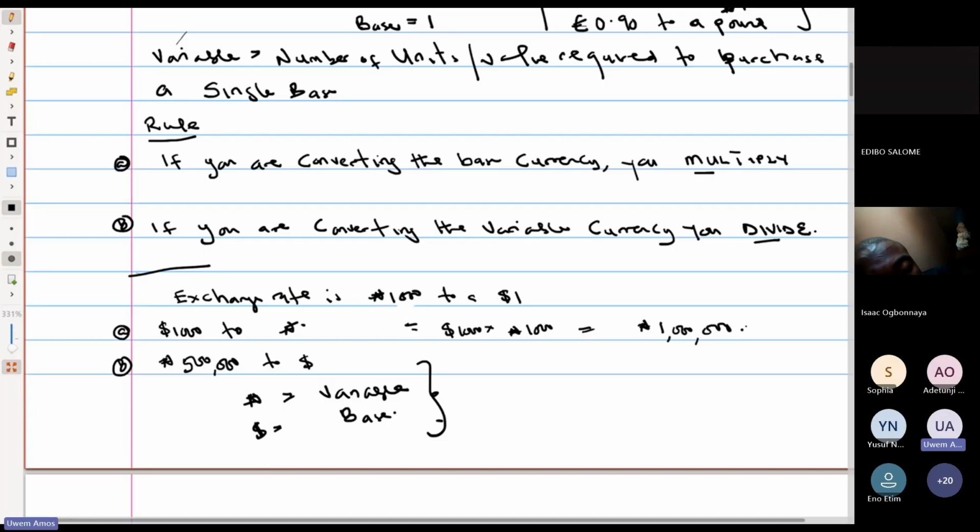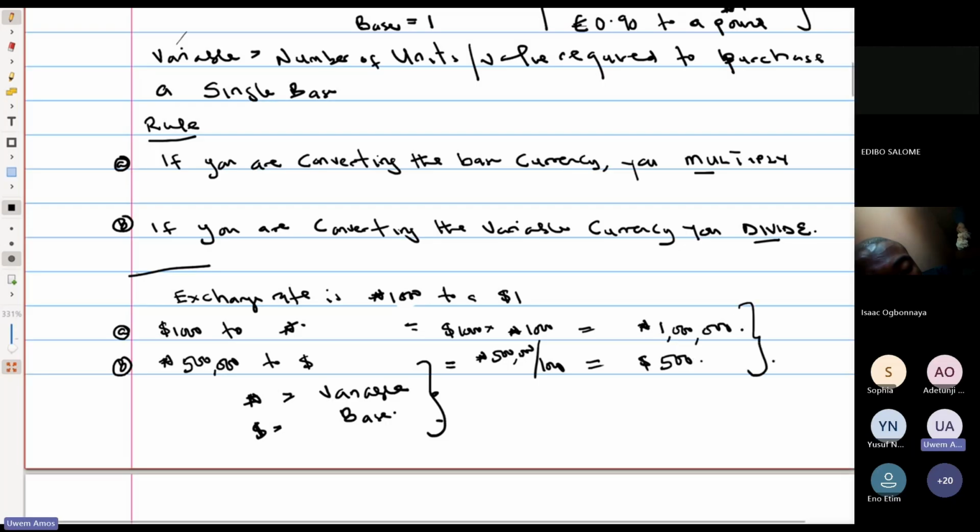500,000 Naira to dollar. We're trying to convert Naira. Is Naira the variable or the base? Naira is the variable. And what is the rule? If you are converting the variable currency, what do we do? We divide. So that is 500,000 divided by 1,000. So what is the dollar value?